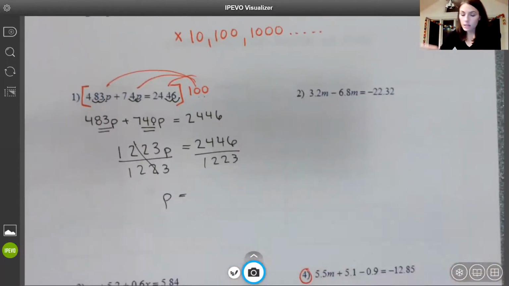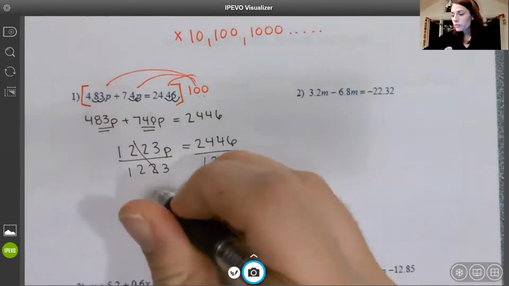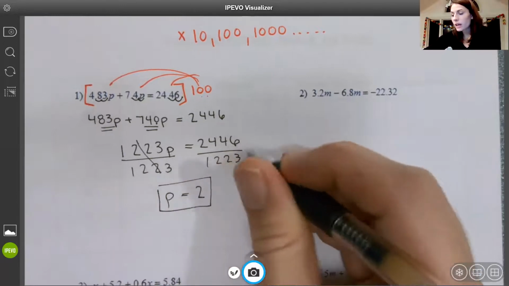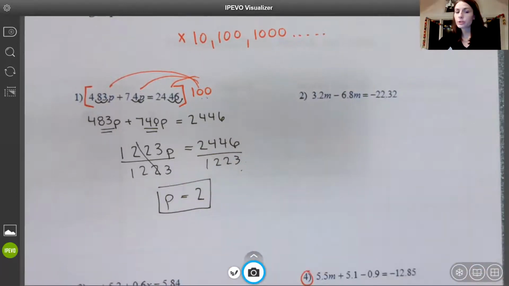2,446 divided by 1,223 is actually just 2. Okay, this is half of that, reduces down to 2.